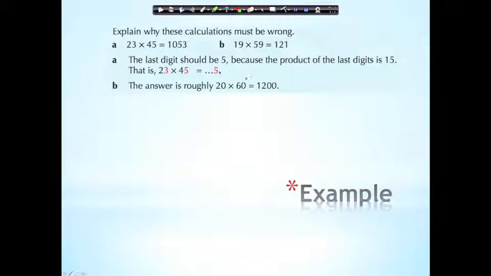Okay, and then the next one, we can say this is about 20 times 60. So 20 times 60 is 1,200, so it should be around about this number. So 121 is definitely too small. By the end of the lesson, we'll be able to spot things like this and use estimates to just check our answers and make sure that it's roughly what it should be.